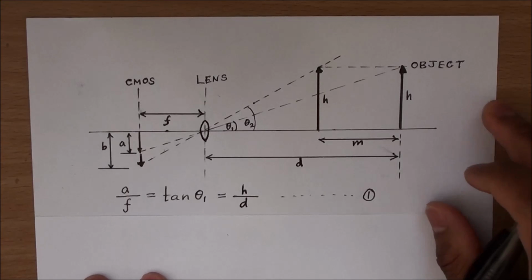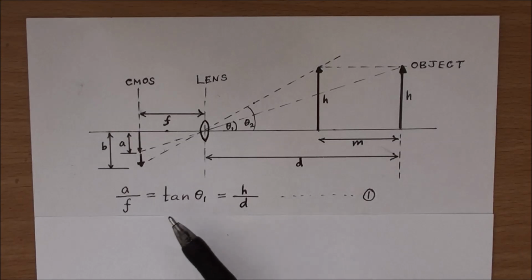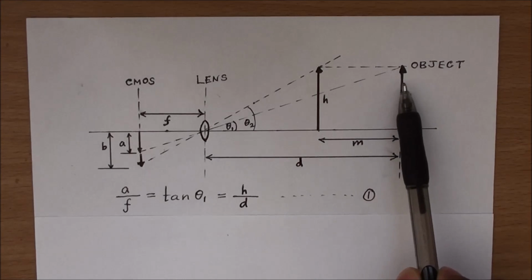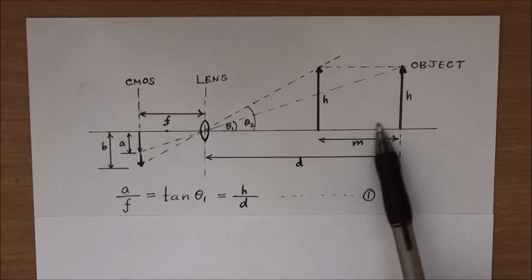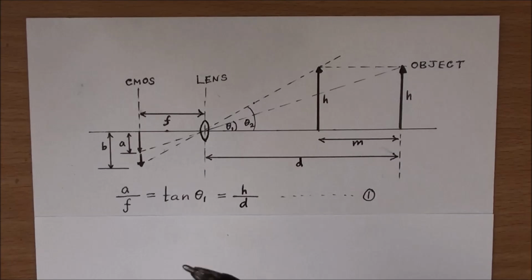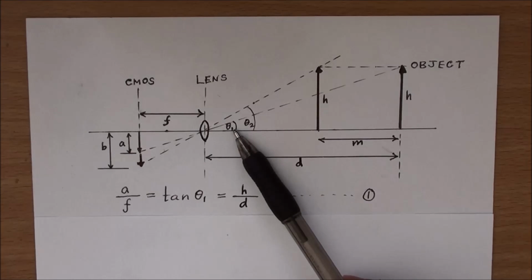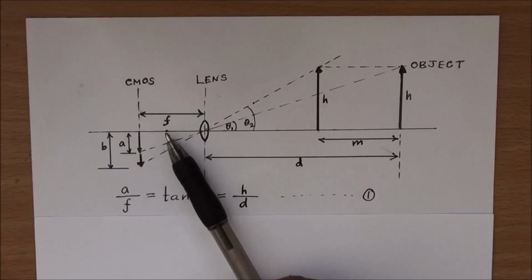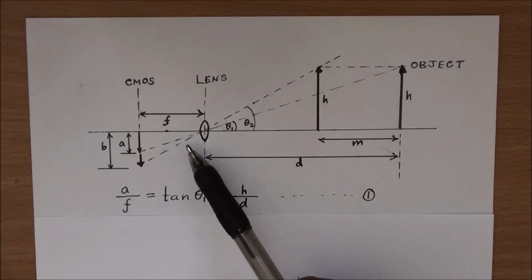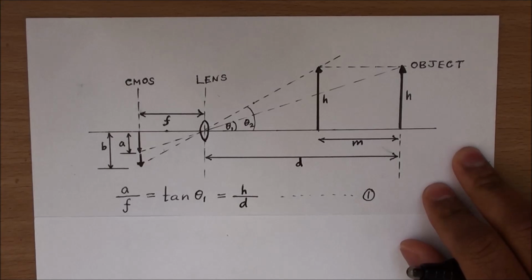So using very simple high school trigonometry, you can pretty much see what's happening here. The angle created between the height and the adjacent length, which is the actual distance from the lens to the object, d, is tan theta 1, and you can easily see that tan theta 1 is also equal to a over f. F is again the focal distance. Now you'll see how that's not really important in the later part of the equation.